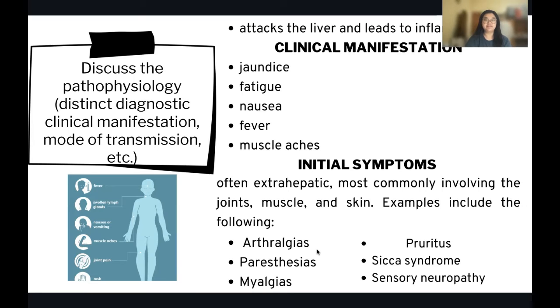Let us now discuss the pathophysiology of the disease, which includes the distinct diagnostic, the clinical manifestation, and the mode of transmission. HCV primarily attacks the liver and will lead to inflammation. The clinical manifestation of the disease includes jaundice, fatigue, nausea, fever, and muscle aches. The initial symptoms experienced by a person infected with HCV are often extrahepatic, most commonly involving the joints, muscle, and the skin. Examples include arthralgias, paresthesias, myalgias, pruritus, sicca syndrome, and sensory neuropathy.